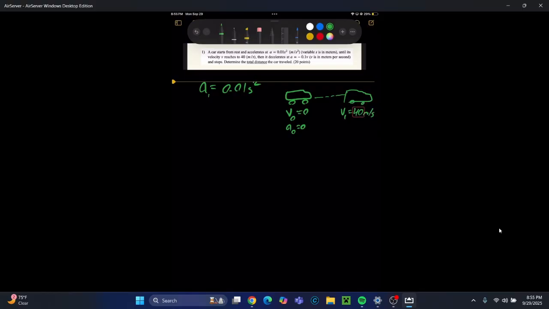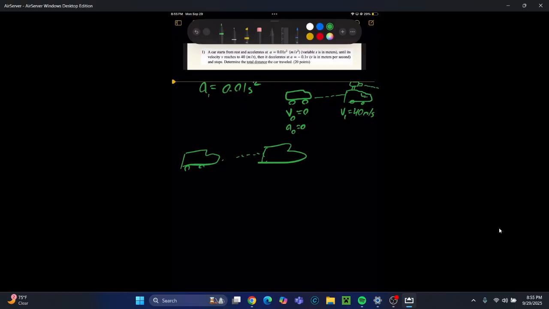Boom, boom. This car sucks. Let's give it a really big laser. Anyway, okay, so that's our initial. Let me redraw that again. Boom, boom. It goes until it hits here.